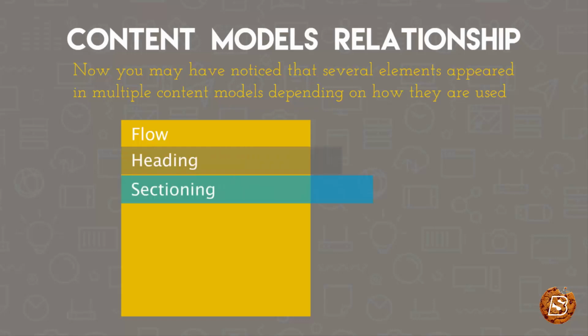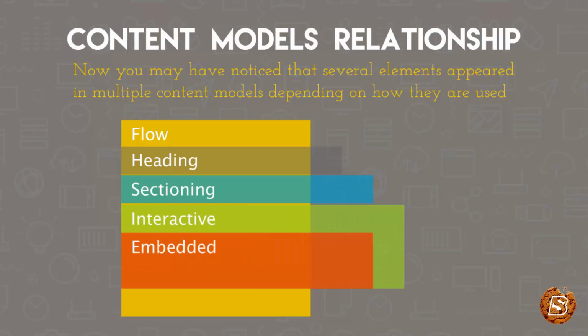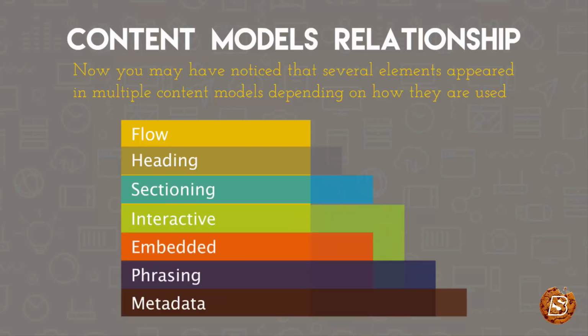Now the heading and section are separate within the flow and they are used to define the document structure and outline. The others like interactive, embedded, phrasing, metadata, they are kind of overlapping each other and somewhat related. That's why you find that the anchor tag, for instance, is present in many of these content models. Now HTML5 is basically concerned with the structure of the markup, not its presentation. That is entirely left to the cascading style sheet. Now that we know the content model relationship, in the next lecture we'll be taking a look at outlining the document.